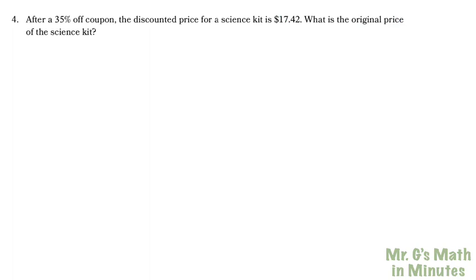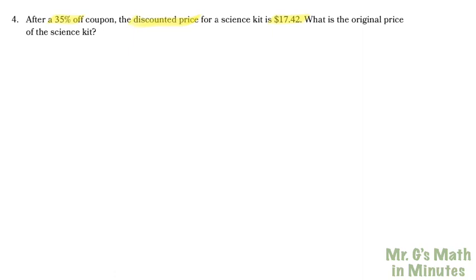Number 4 says, after a 35% off coupon, the discounted price for a science kit is $17.42. What is the original price of the science kit? And this is the type of problem that you're going to have to understand when it says this discounted price. So it's $17.42. We got a 35% off coupon. So this is going to be a percent, but the discounted price, that is not a part. The discount is the part. It's not the whole because it's not the original price.